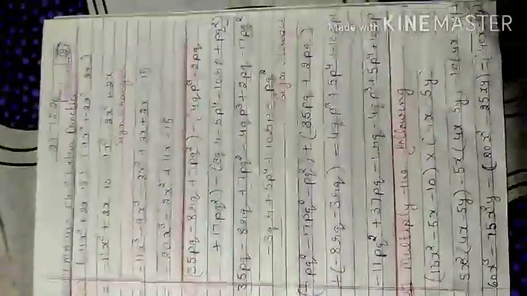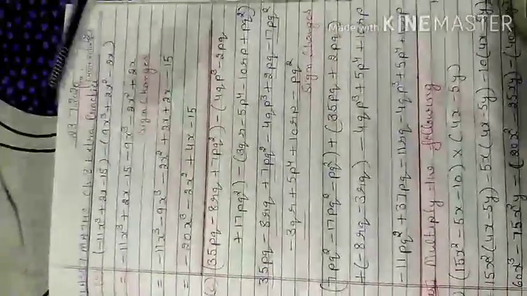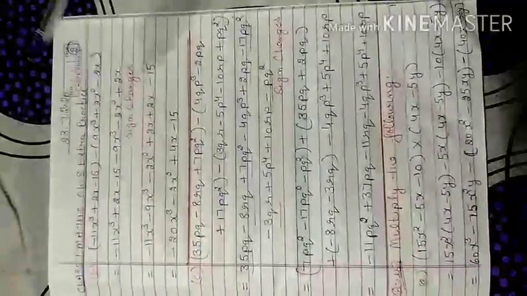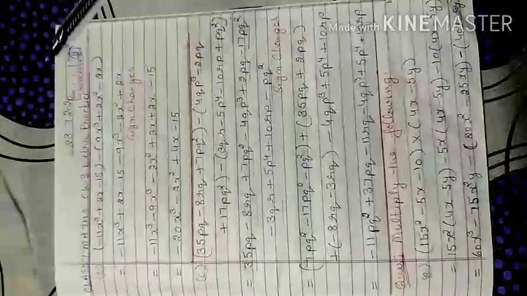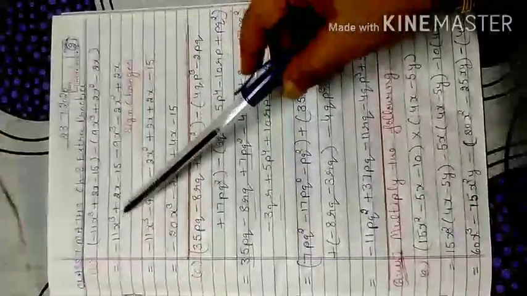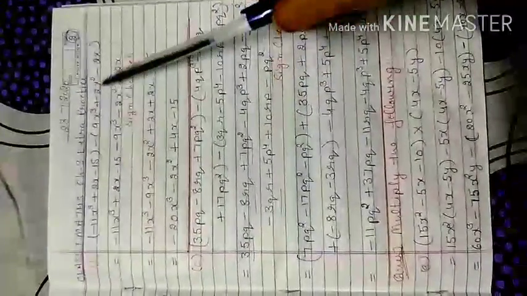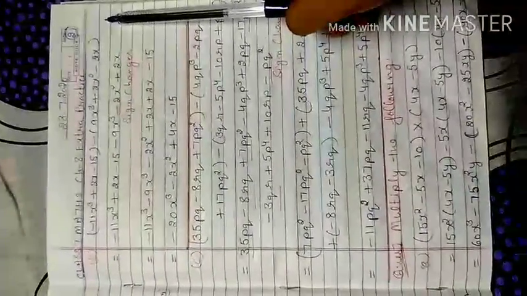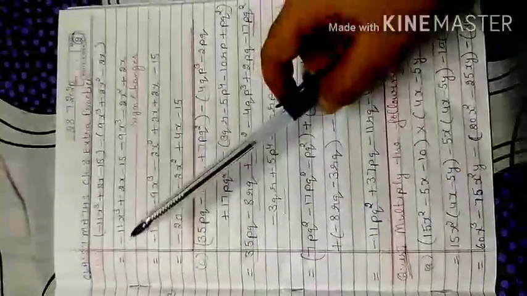Similarly in the B part of question number 6, minus 11x cube plus 2x minus 15 minus 9x square plus 2x square minus 2x. When you open the bracket, the sign will be changed. First you open the bracket by changing the sign, because outside the bracket there is a negative sign.